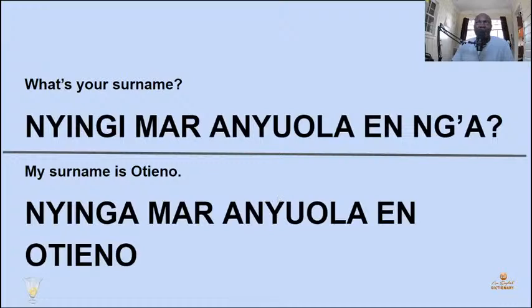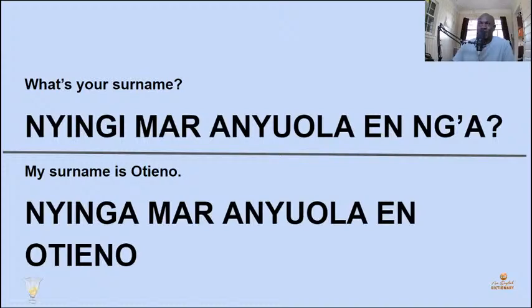Nyingi mar anyuola en nga. So what is your surname? Surname or family name or clan name, because anyuola is basically your clan, where you come from. The entire family name is anyuola. Or your dot might be the clan, I think. So Nyingi mar anyuola en nga, and then you'd say Nyinga mar anyuola en Otieno.